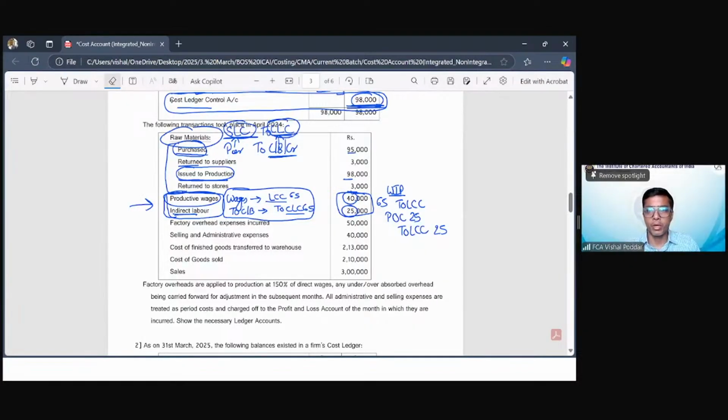The direct wages is only 40. So to factory, I'm transferring 40 and to production overheads, I'm transferring 25. Correct?